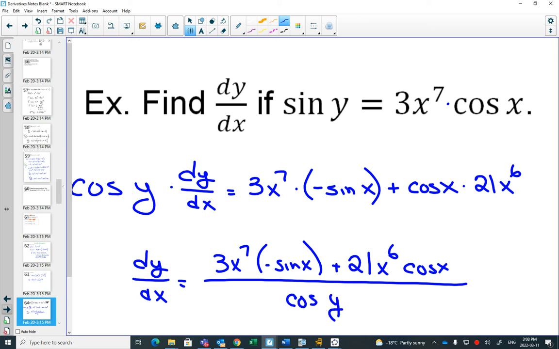By dividing both sides by cos y. If you check this answer in your answer key, they'd probably multiply the negative times the 3. They would probably look and say, hey, between these two terms, you can factor out a 3x to the 6, and they would write it in factored form. But for us, for now, this would be fine, because the question didn't ask us to simplify. We just needed to get dy dx by itself, and we have done that.